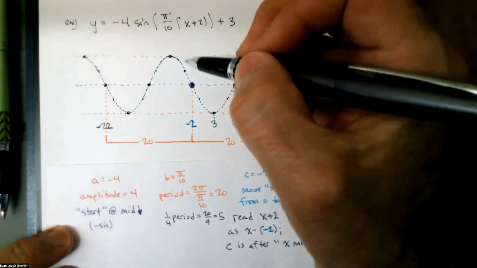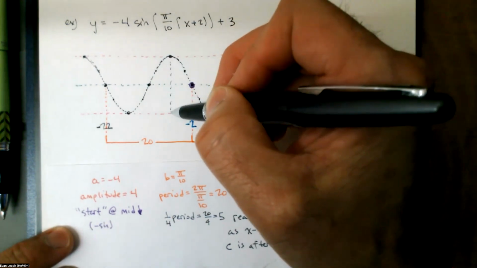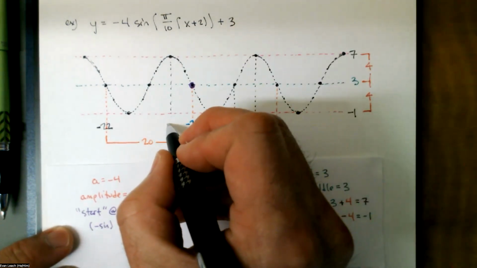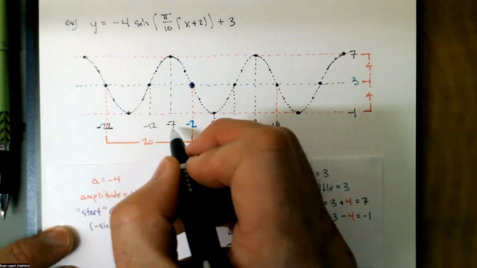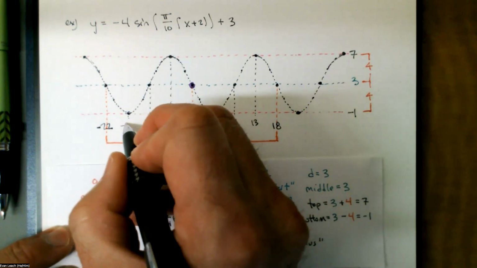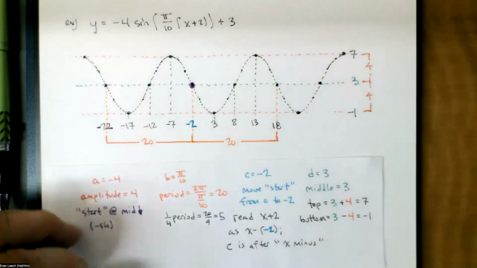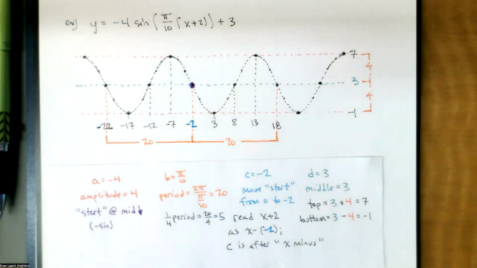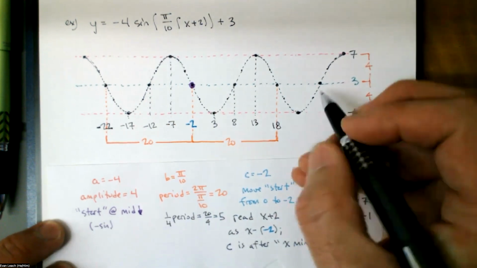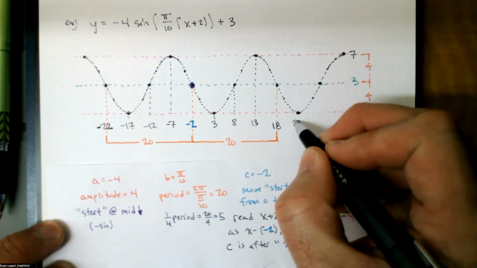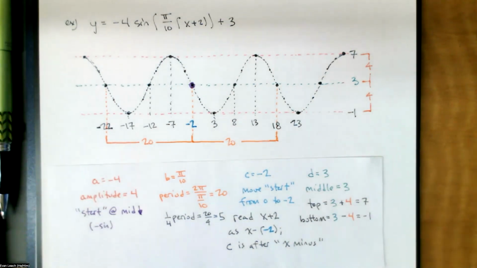If I go backwards, this top point happens at -2 minus 5, -7. -7 minus 5 is -12. -12 minus 5 is -17. -17 minus 5 is -22. Now I have the coordinates of 2 full cycles. If I wanted more than 2 full cycles, if I needed more points, 18 plus 5 is going to be 23. And we can go forever in either direction.